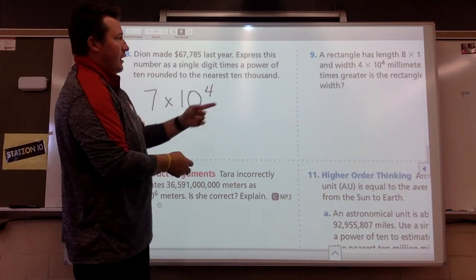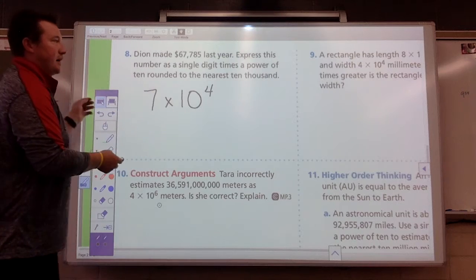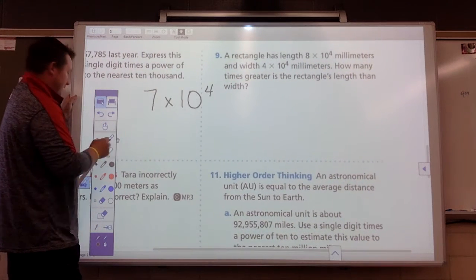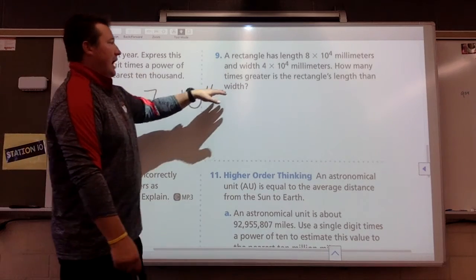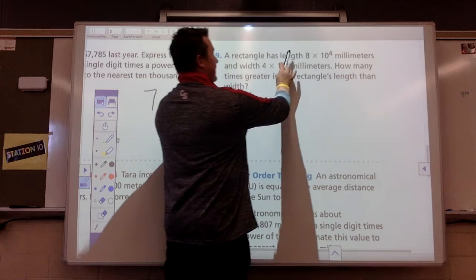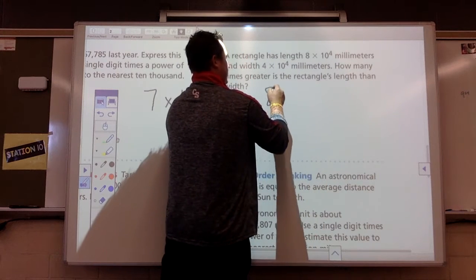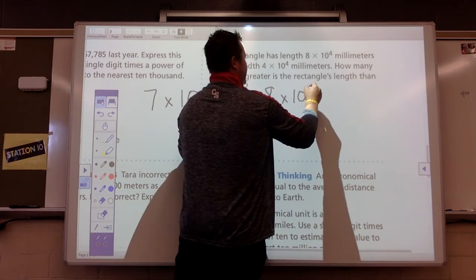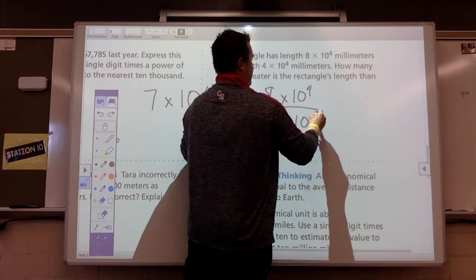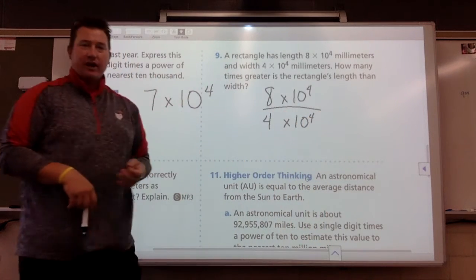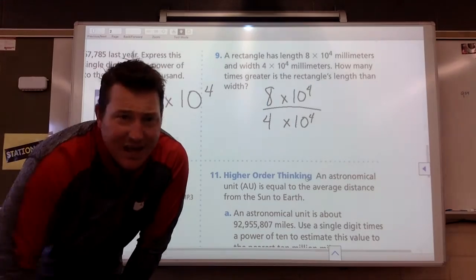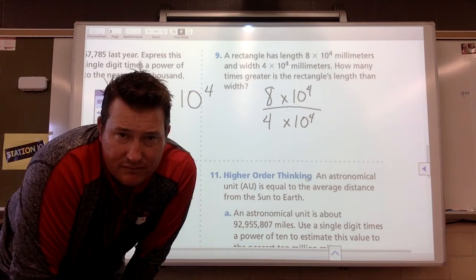Okay. Number 9, we got rectangle stuff going on over here. Let's take a look. How many times greater is the length than the width? So again, here's the length, 8 times 10 to the 4th. Here's the width. About how many times greater? I'm not making this up, guys. You can throw that in your calculator. You can do some division. It's going to be just fine.